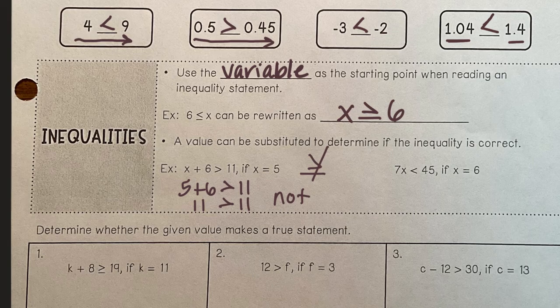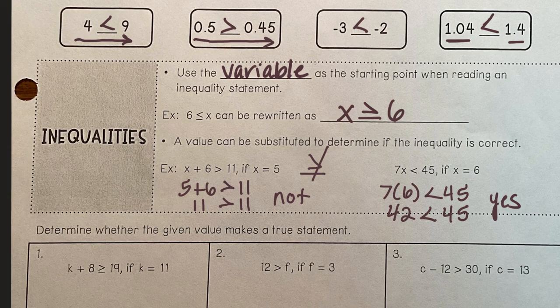Looking at this next one, if I was to plug in x for my value of 6, I have 7 times x is less than 45. So if I substitute my x for its value, which is 6, I'm going to rewrite this inequality. 7 times 6 I know is 42, and 42 is in fact less than 45. So we would say yes, this is true.